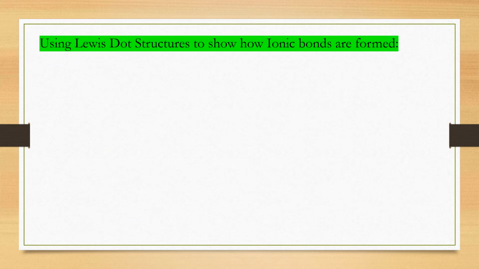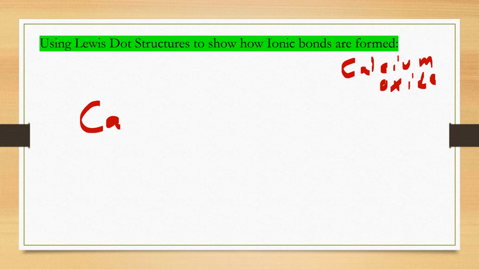All right, let's look at how ionic bonds are formed. Let's do calcium oxide. We're going to use our Lewis dot structures, or electron dot structures. Calcium has 2 electrons. Oxygen has 6 electrons.